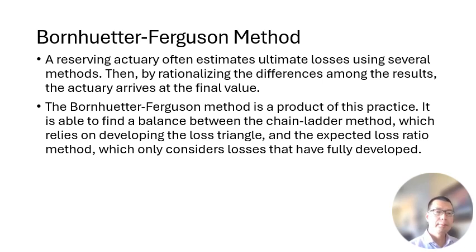To understand this method, we need to know that a reserving actuary often estimates the ultimate losses using several methods. Then by rationalizing the difference among the results, the actuary arrives at the final value. So the Bornhuetter-Ferguson method is a product of this practice. It is able to find a balance between the chain ladder method, which relies on developing the loss triangle, and the expected loss ratio method, which only considers losses that have fully developed.